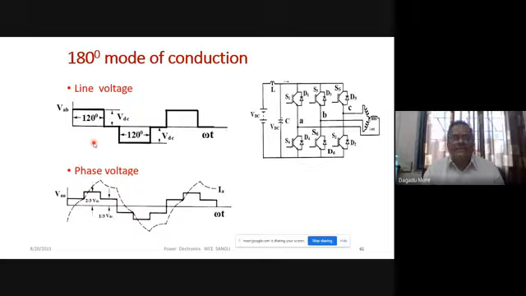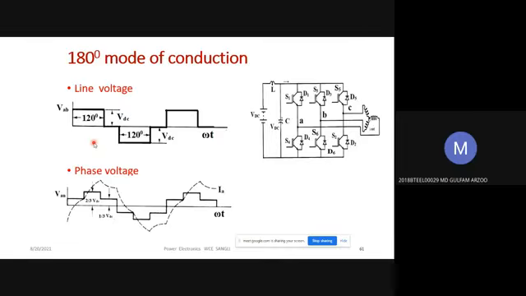Sir, have we done the exercise of finding out the THD of this waveform? Yes or no? Can you recall? Yes, sir. Yes, we have done.